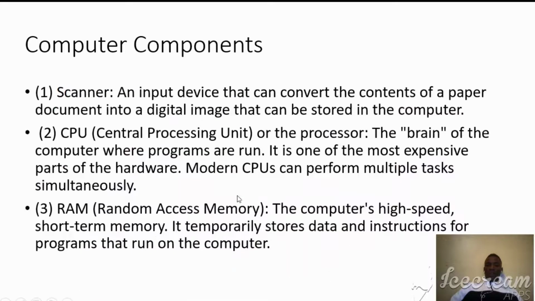It stores short-term memory. So data is not stored forever on that particular RAM. When it's moved from one computer to another, that memory is actually erased and it begins afresh.